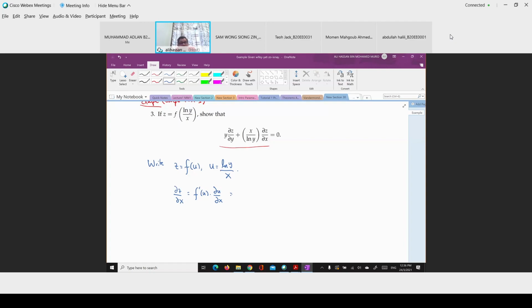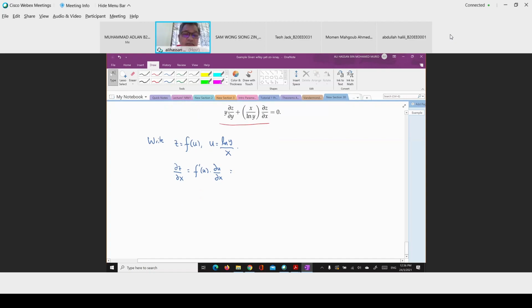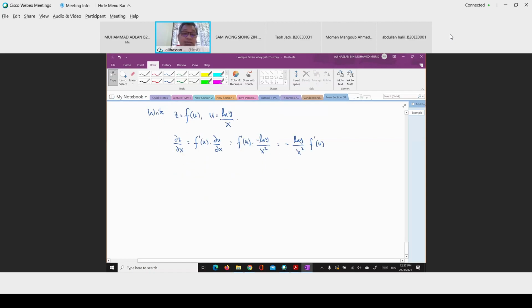So we can think of u as a function of x and y. So what is u partial x here? Anybody? It is negative ln y over x squared, right? So we can write it as negative ln y over x squared.